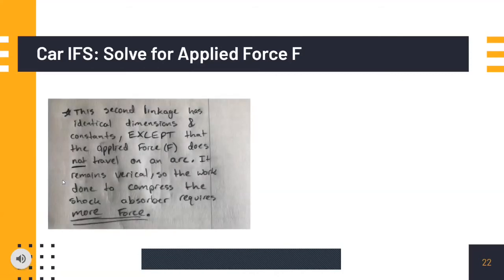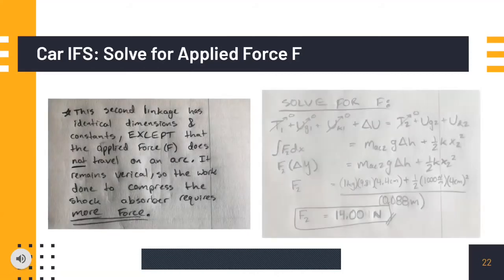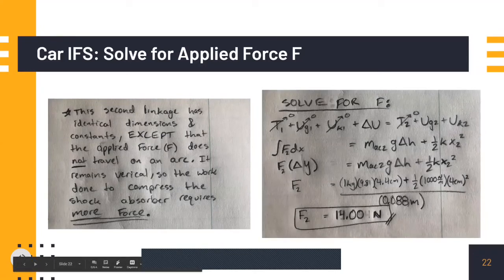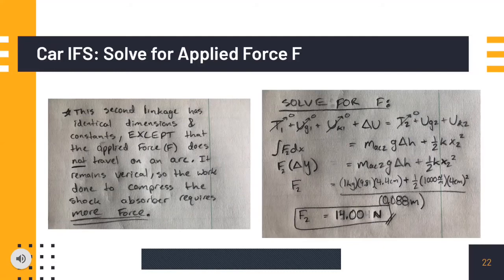between this second linkage from the first is that the direction of the force applied always remains vertical. It doesn't travel along an arc remaining perpendicular to the control arm. It actually always remains vertical because of the orientation of the wheel for this linkage. For that reason, the distance traveled for the work done term in the energy equation only includes the vertical distance that force traveled. It doesn't account for that horizontal distance.